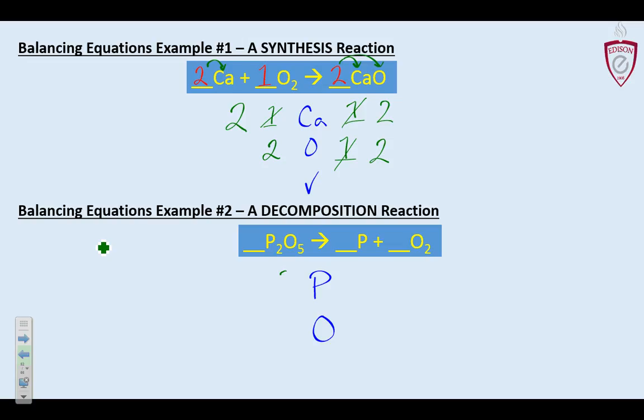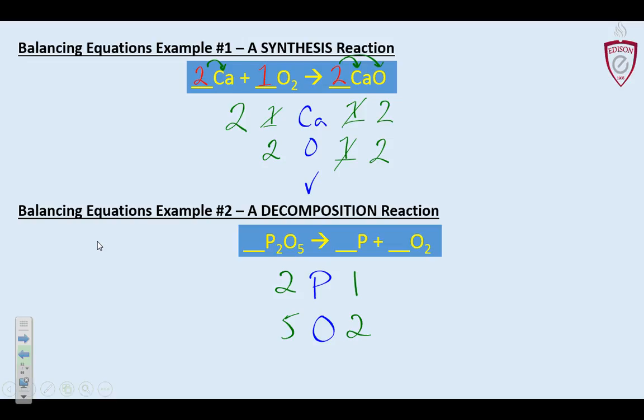I'm going to start counting up my atoms. I have 2 phosphorus on the left, 1 on the right. Oxygen on the left, I have 5, and oxygen on the right, I have 2. Oh, this is going to be tricky. I could do the phosphorus first by putting a 2 in front of the one on the right, but that isn't going to help me with this oxygen at all.